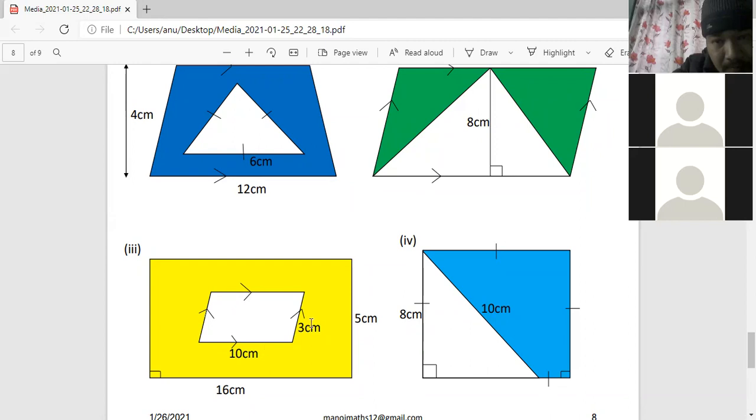Now I am moving to question number 4. It is a little bit tricky question. Look here. Here a right angle triangle is given. In this right angle triangle, the side opposite the 90-degree angle is the hypotenuse, you know. And 8 centimeter is the perpendicular. Can you find the base?